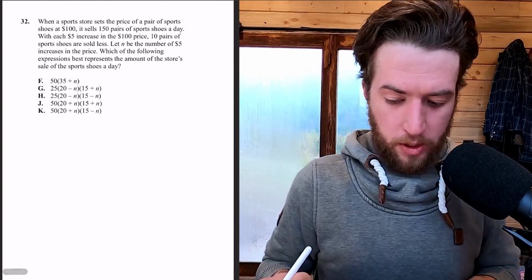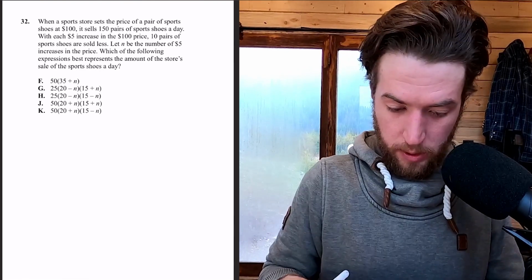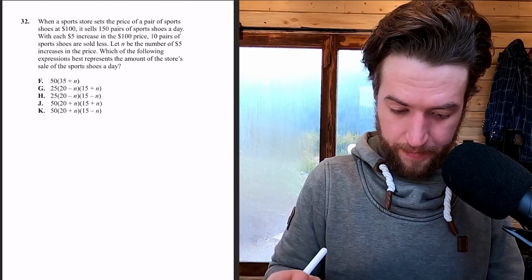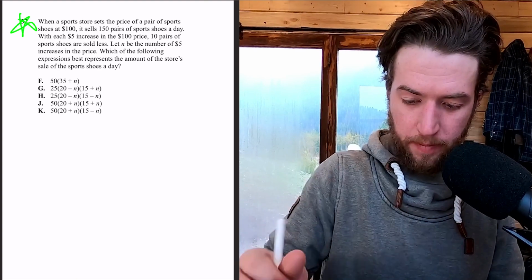All right, when a sports store sets the price of a pair of sports shoes at $100, I'm just getting the vibe that this is just a thinker. I'm just going to come back to this one.